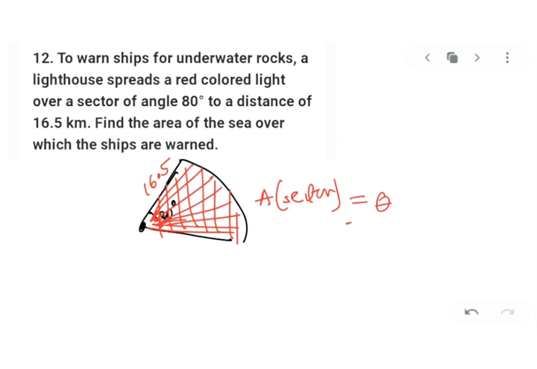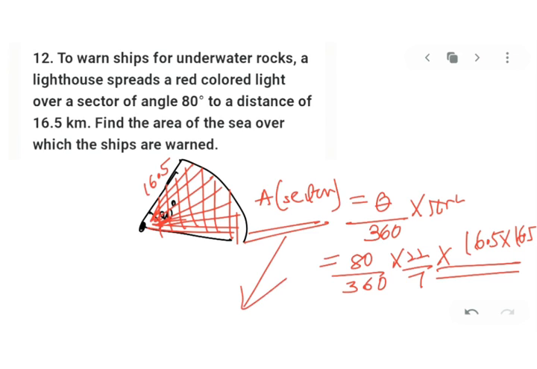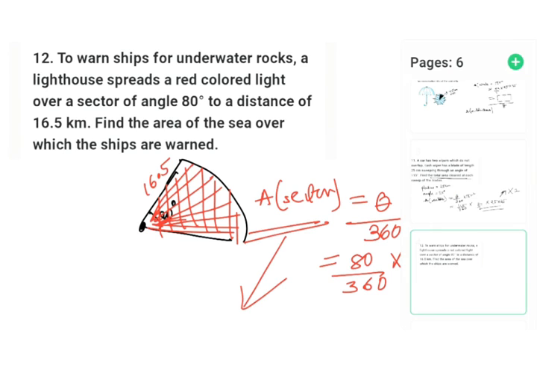So you have the formula theta upon 360 into pi r square. You have theta given to you as 80 and you have pi value as 22 upon 7. You have radius as 16.5. Yes. So you have all the values with you. You have to just put the values into your formula and get the actual value of sector area. So that will be the area of the sea under which the ships are warned not to come. This is a red zone. Okay.